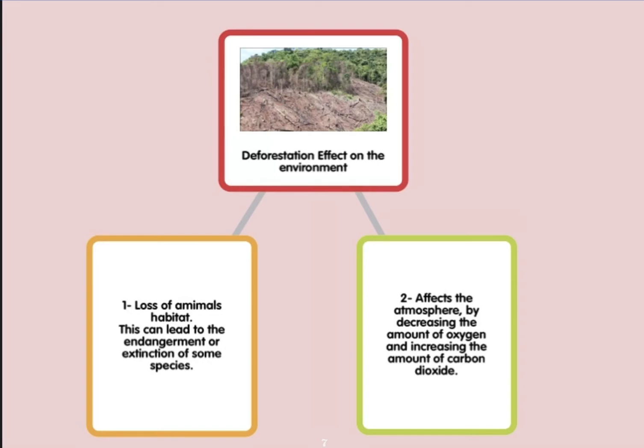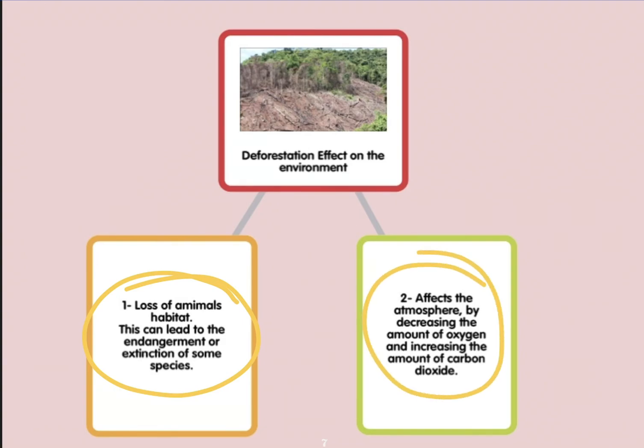Examples of these effects are the loss of the habitats of animals and trees, and this can lead to the endangerment or extinction of some species. The other part is the effect on the atmosphere. It affects the atmosphere by decreasing the amount of oxygen and increasing the amount of carbon dioxide.